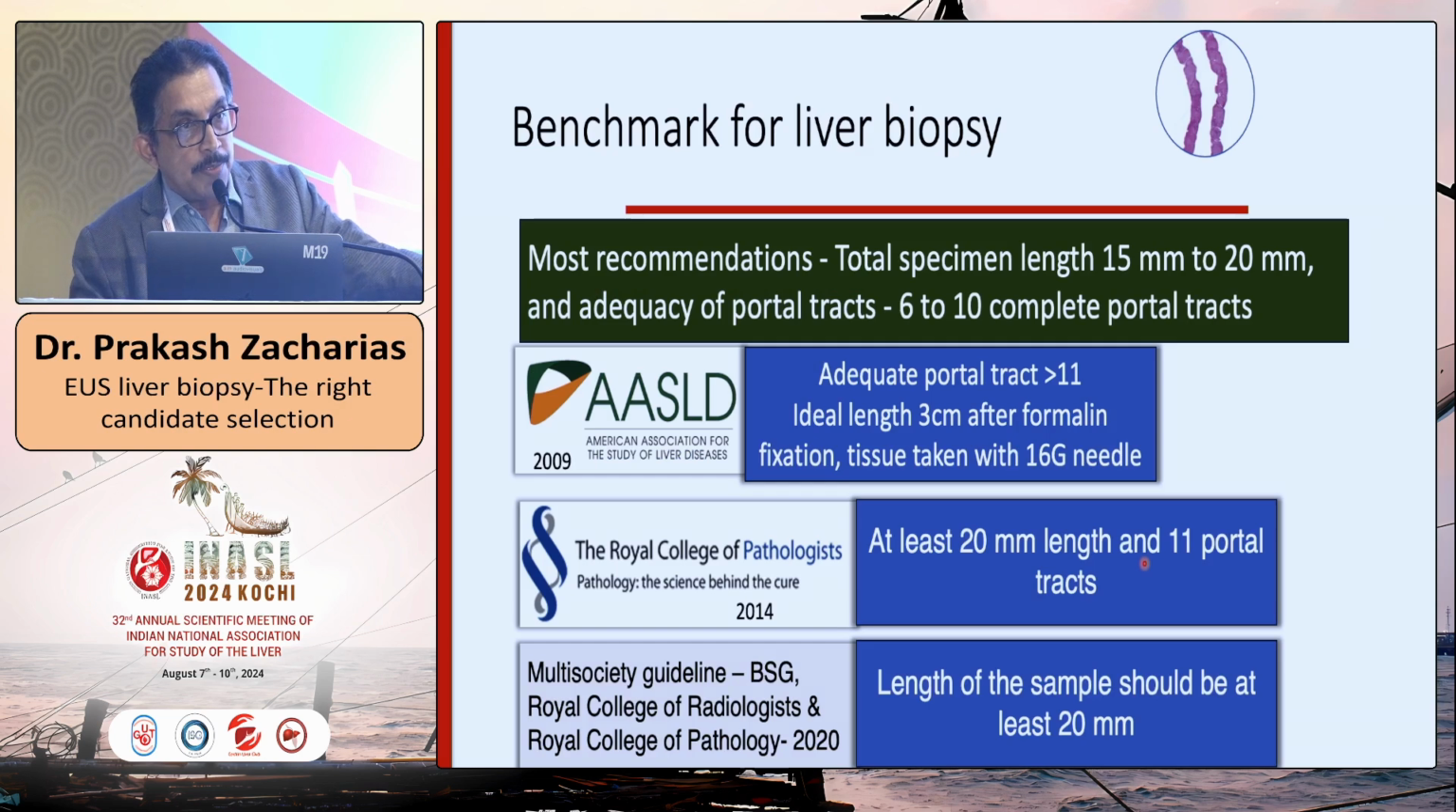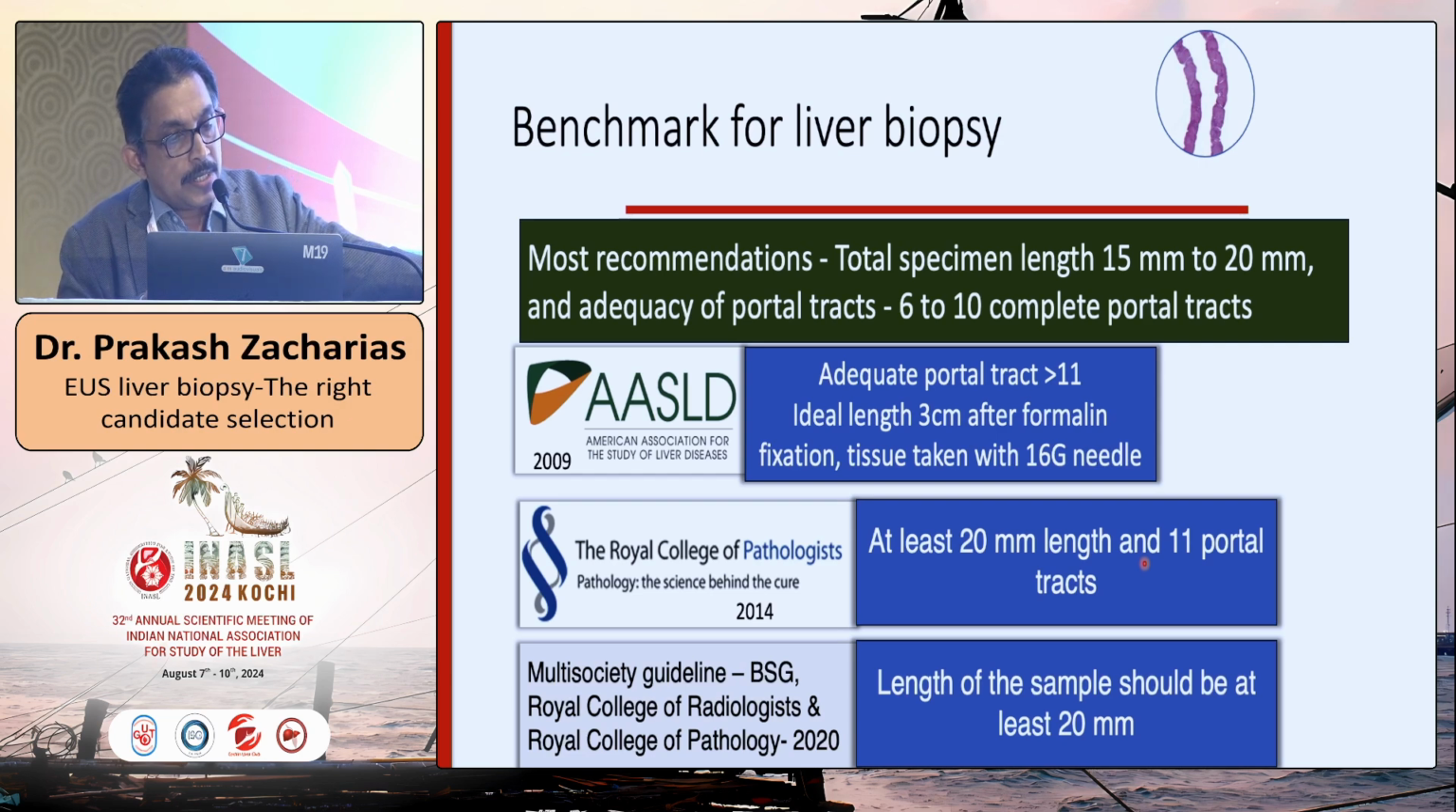So when you do a liver biopsy, there are certain benchmarks for an adequacy of the tissue. Remember, we are taking out 1 in 50,000 of the tissue while doing a liver biopsy. Most recommendations say that a total specimen length has to be between 15 to 20 millimeter, and the adequacy of portal tracts 6 to 10. In 2009, AASLD mentioned that an ideal length should be about 3 centimeters after formalin fixation. So after formalin fixation, actually it shrinks by about 1 millimeter. And the tissue has to be taken with a 16 gauge needle. So in EUS, the largest needle is about 19 gauge.